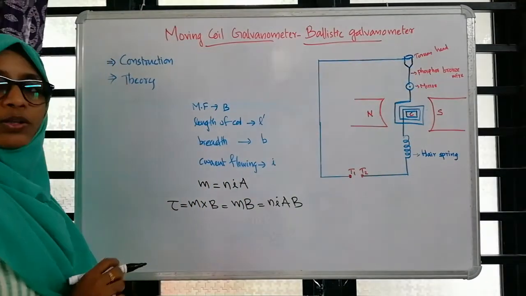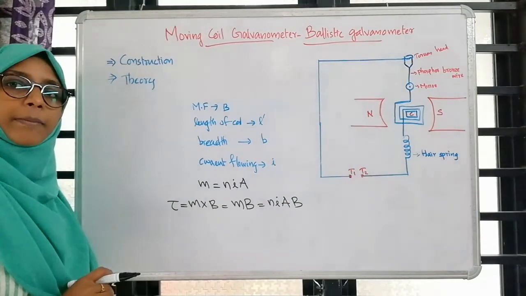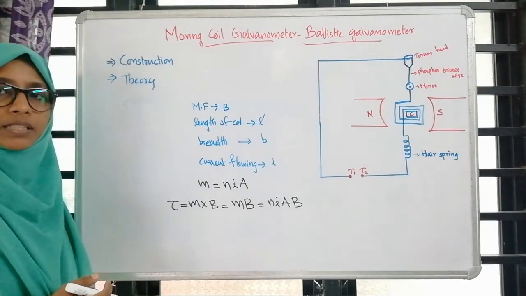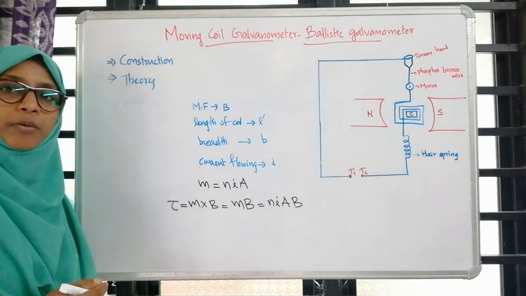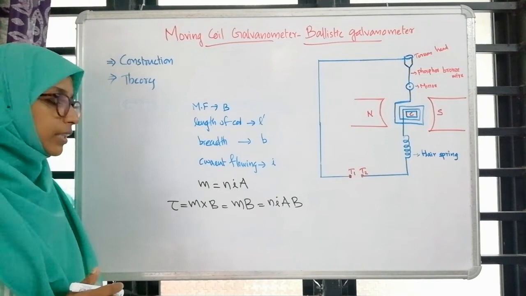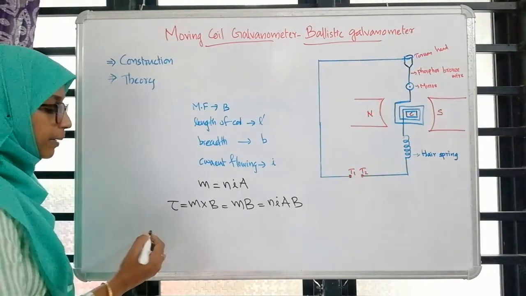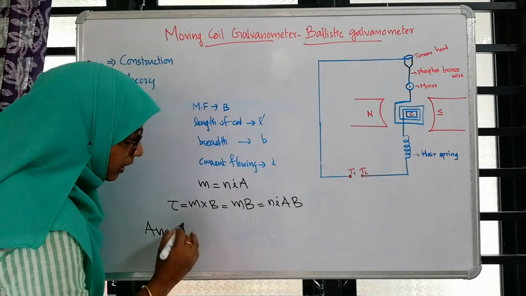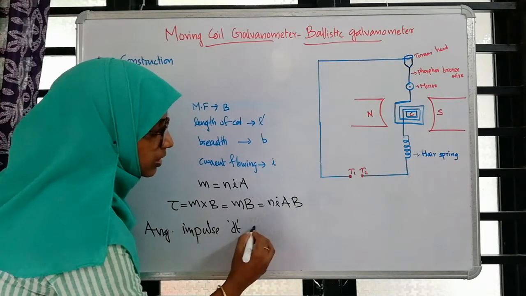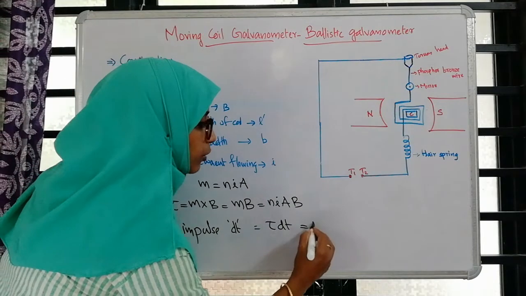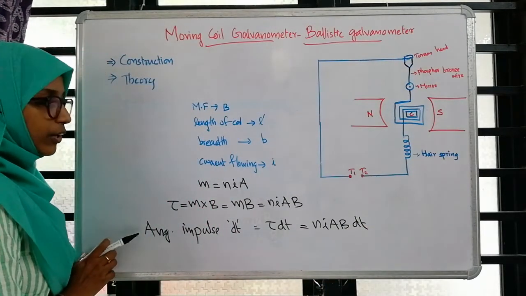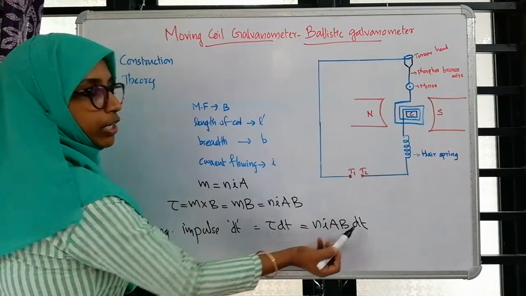Now we can find the angular impulse, which is the change in momentum, or it can be represented as force into displacement. Angular impulse is the change in momentum or is equal to the force into displacement. Then the angular impulse produced in a time dt is equal to tau into dt, which is equal to NIAB into dt. That is the angular impulse for a short interval of time dt.